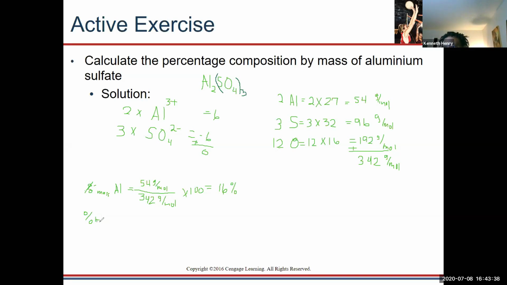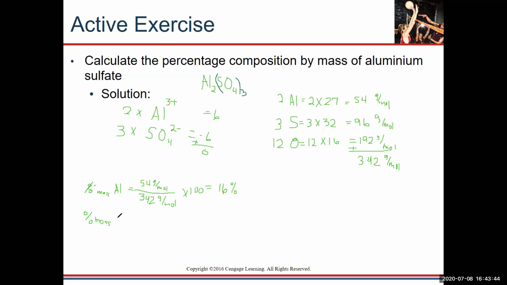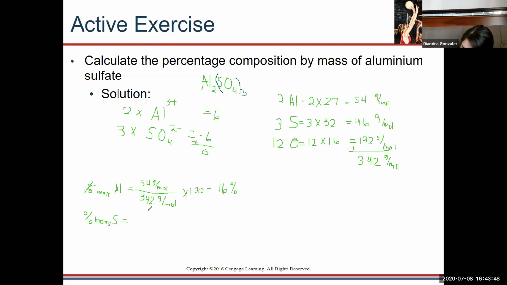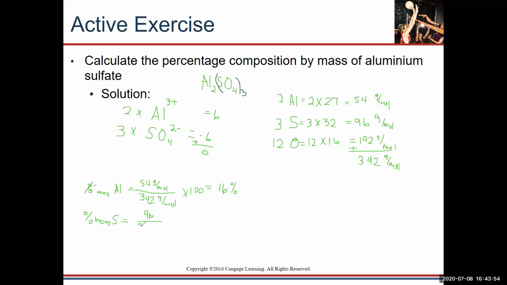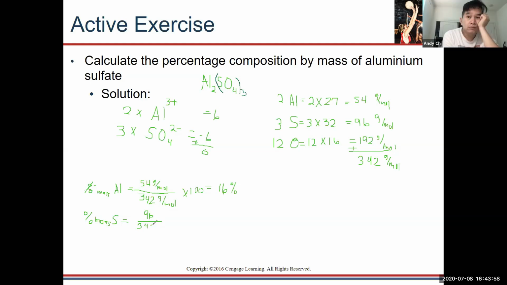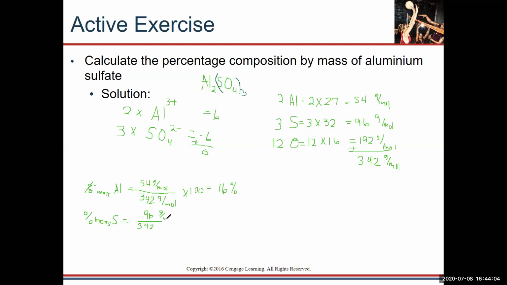16%. So let's say mass of sulfur. It's gonna be 96 divided by 342 times 100. You want to know? 28%. Yeah, it's gonna be 28%.